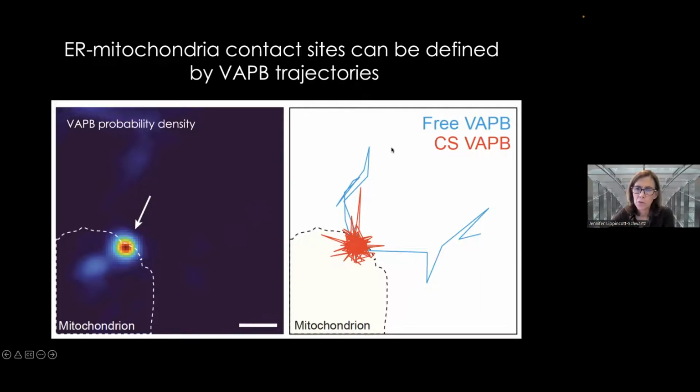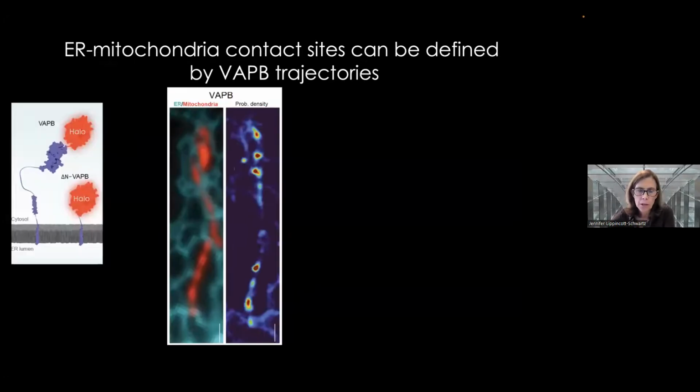So here is a single VAP-B trajectory over several seconds. And you can see it's either free when it's coursing through the ER, or at sites where the ER is in close apposition, which we think is a contact site, the VAP-B is spending a lot of time. Okay, so that's pretty cool. It allows us to basically get single molecule super resolution of these contact sites.